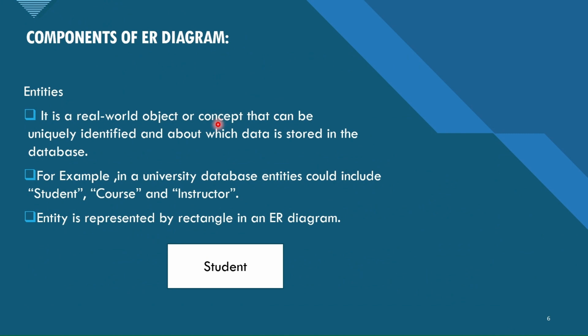Components of an ER diagram. The first one is entities. An entity is basically a real-world object or concept that can be uniquely identified and about which data is stored in the database. For example, in a university database, entities could be student, instructor, or course. An entity is represented by the rectangle symbol.